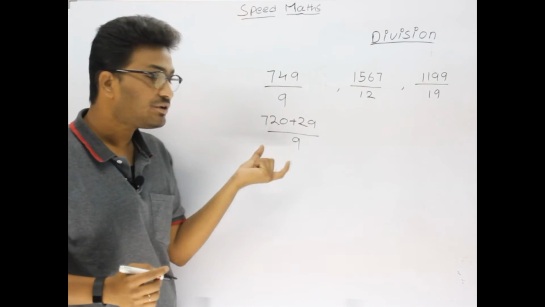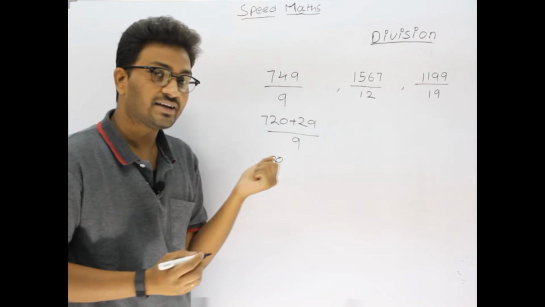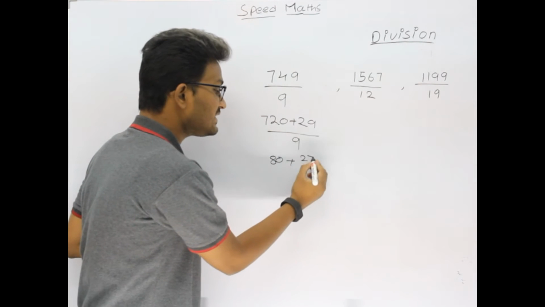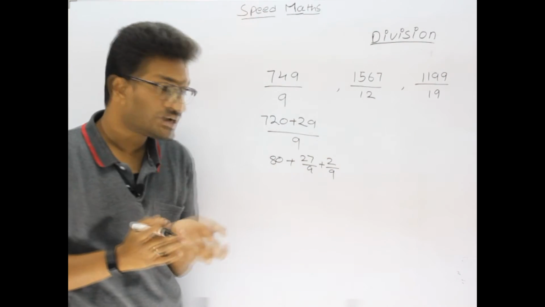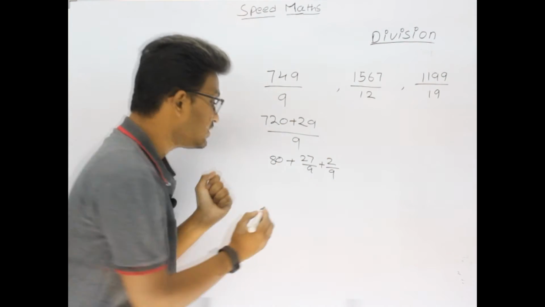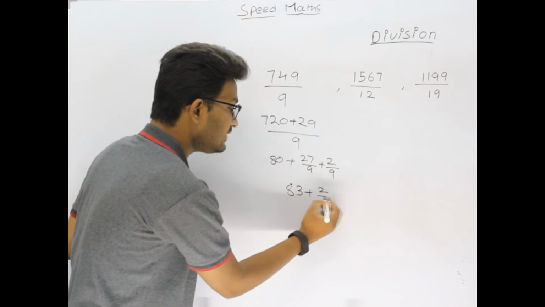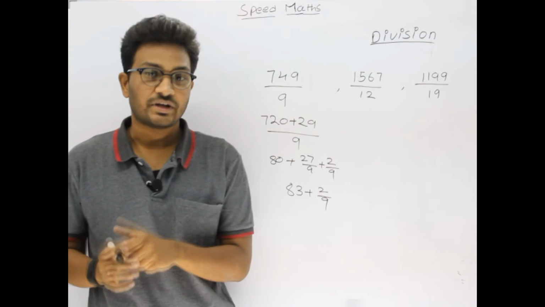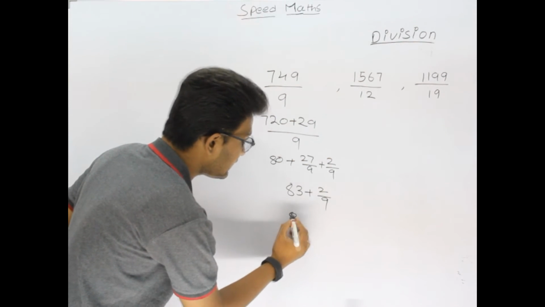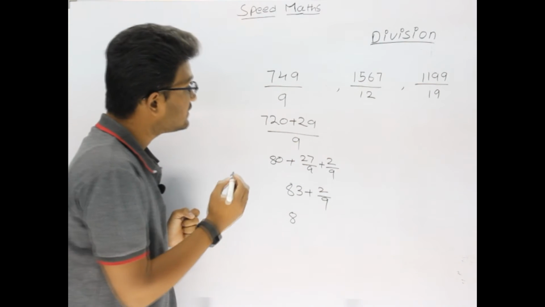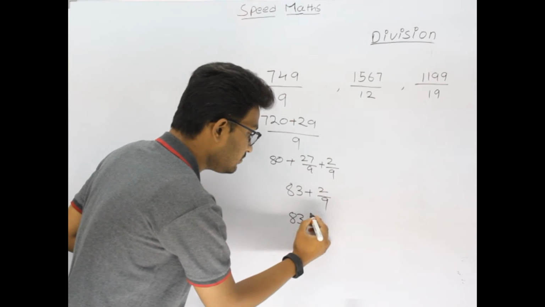And we know that 720 by 9 is nothing but 80. And this 29 by 9 can be split as 27 by 9 plus 2 by 9. And we also know that 27 by 9 is nothing but 3. So this sum will be 83 plus 2 by 9. And we also know that 2 by 9 is nothing but 0.22 bar. So the division of 749 by 9 is 83.22 bar.